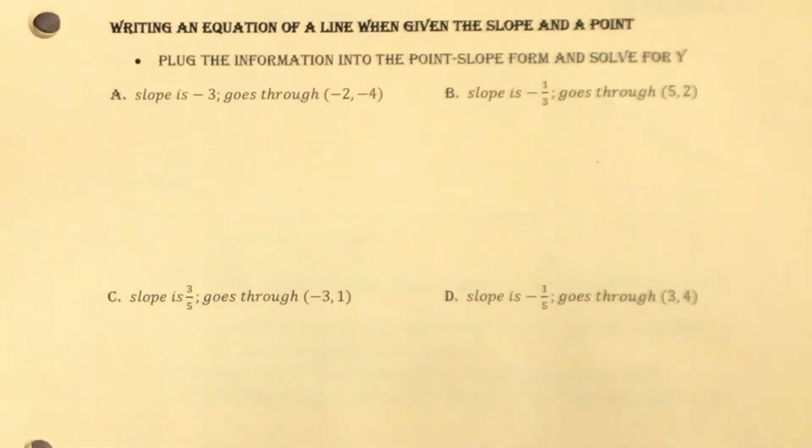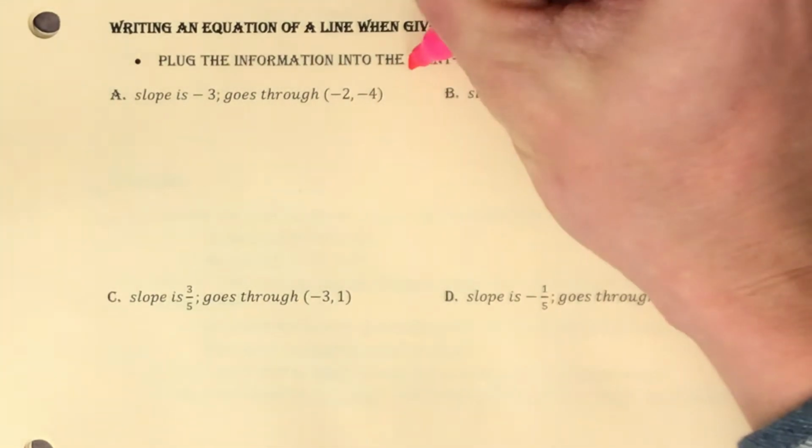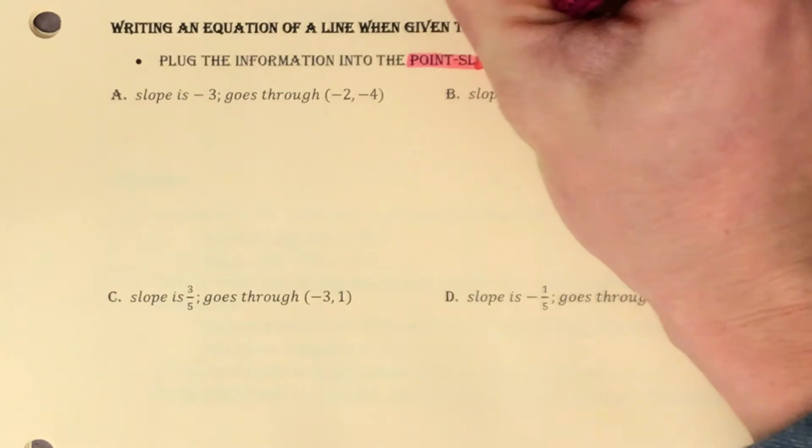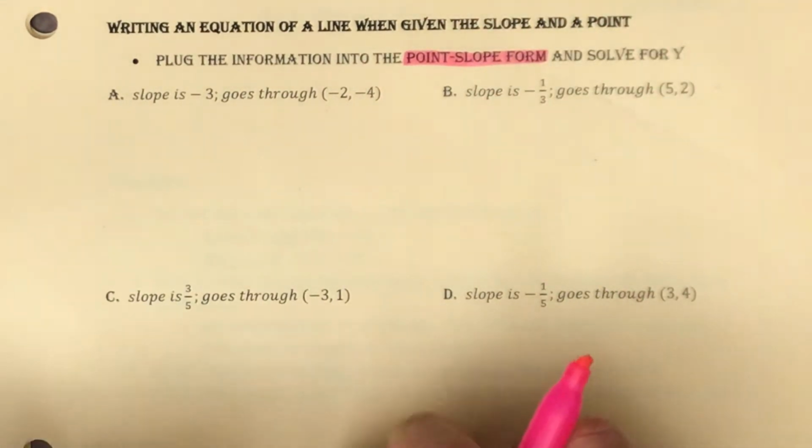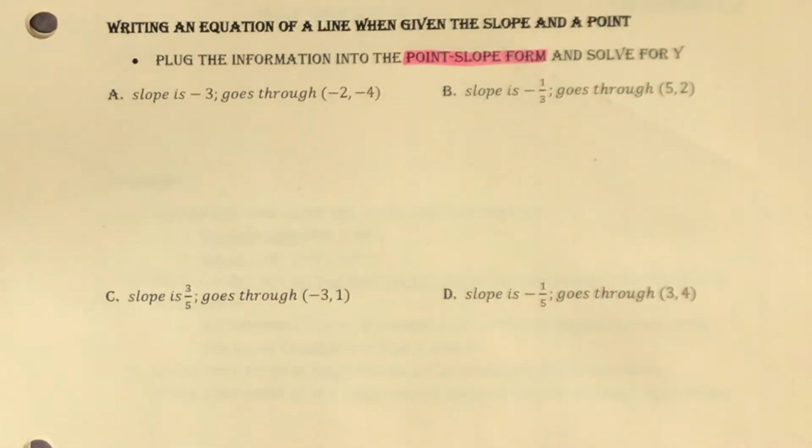All right, hey guys, so we are going to continue on talking about writing an equation of a line when you're given the slope and a point. Now, in order to be able to do this, we're going to have to bring back the information from the vocabulary, which is the point-slope form, because how we find the equation of a line is by plugging the information they give us, the slope and the point, into point-slope form.